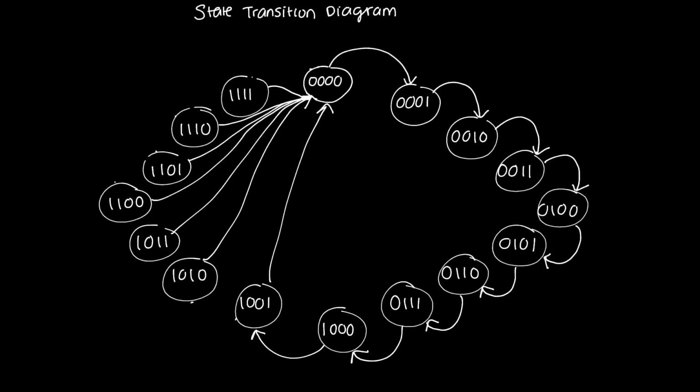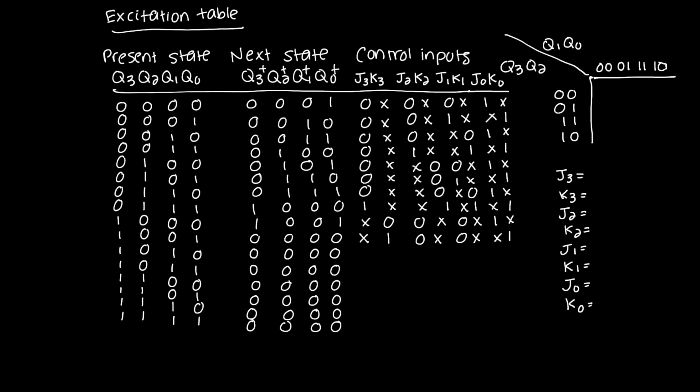So let's go back to the excitation table over here. So what control inputs do I need? I hope you know by now how to fill out an excitation table. So I'm going to look again, flip-flop by flip-flop, and I'm going to fill out my control inputs.